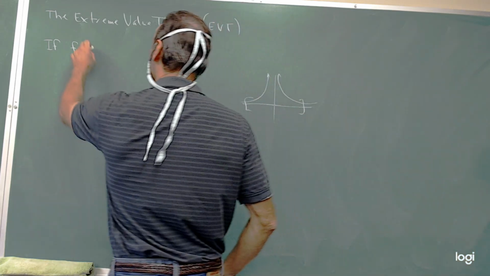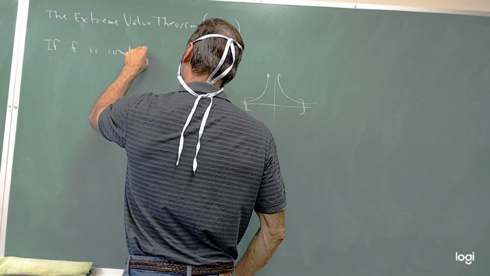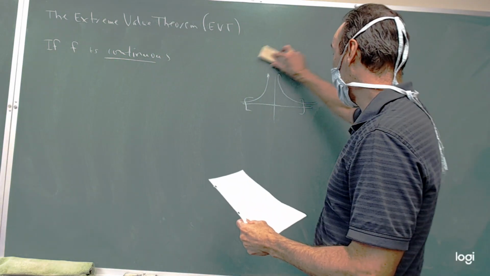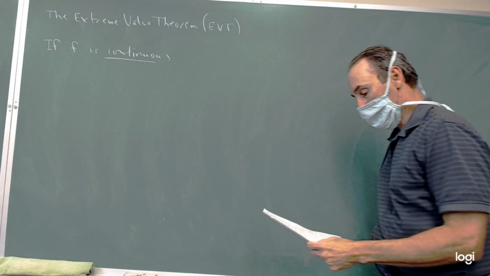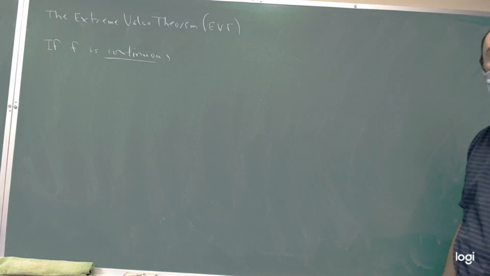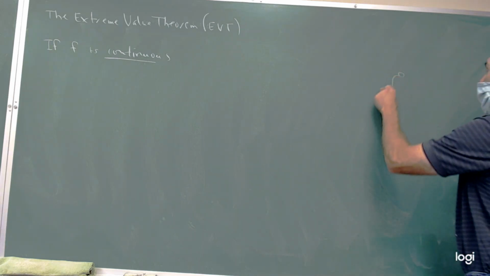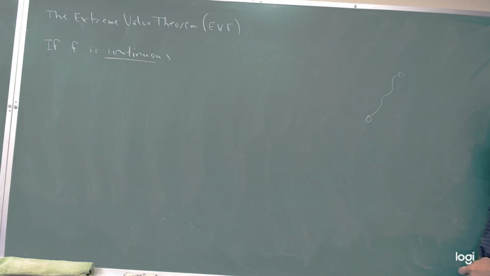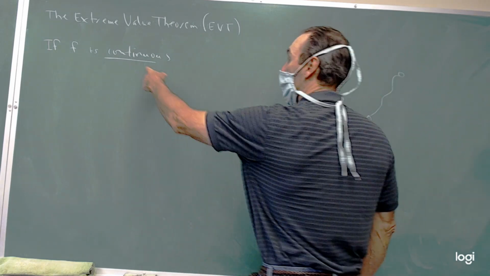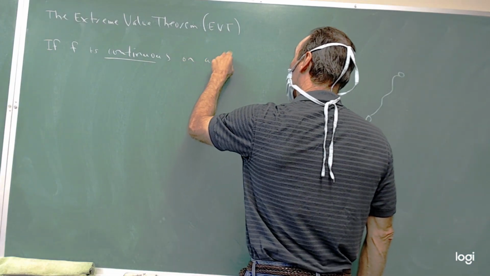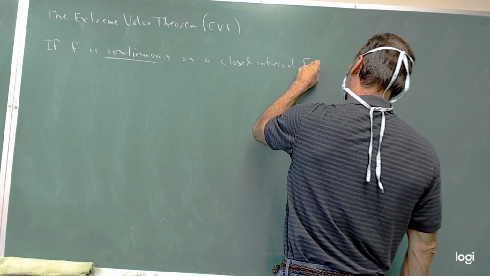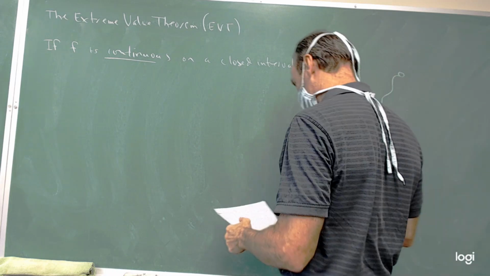Okay, so if f is continuous, that's one of our conditions to guarantee that we're going to get an absolute maximum and an absolute minimum. What else do we need? What must be true about the domain, the interval? Okay, we said this does not have an absolute maximum or absolute minimum. We need the domain to be closed. So if f is continuous on a closed interval [a, b], with our brackets, that's it.